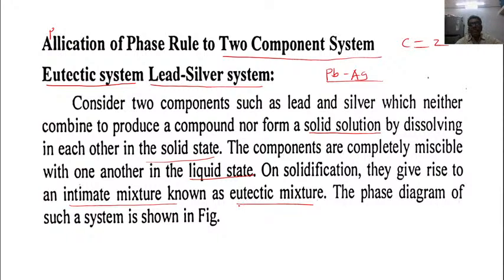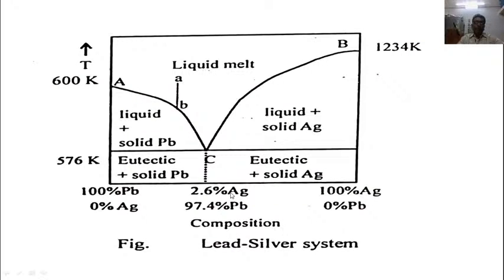Let us see. It can be studied with the help of the phase diagram. So it is necessary to study the phase diagram of such a system. So you can see this phase diagram now. Let us see, because with the help of the phase diagram, we can understand so many things. So this is a lead silver system. The phase diagram is so simple. Let us see here.